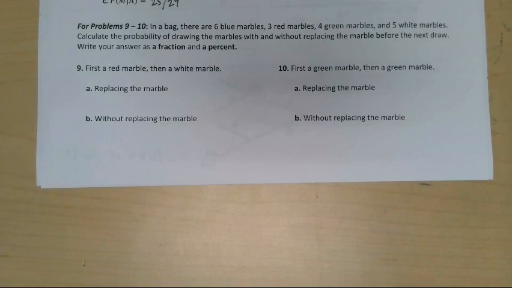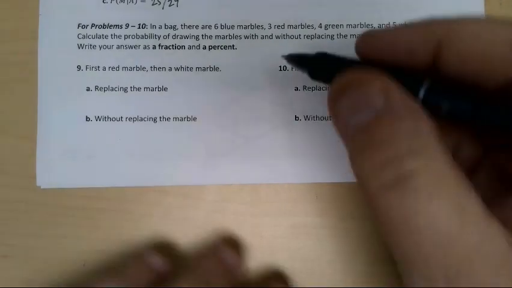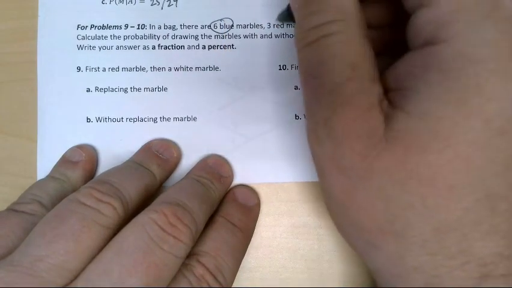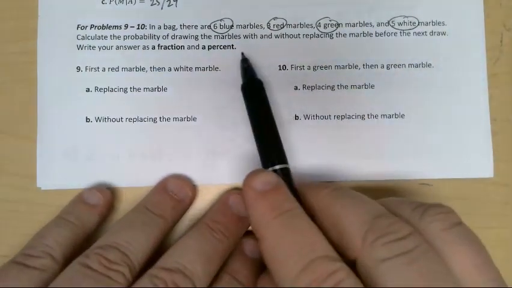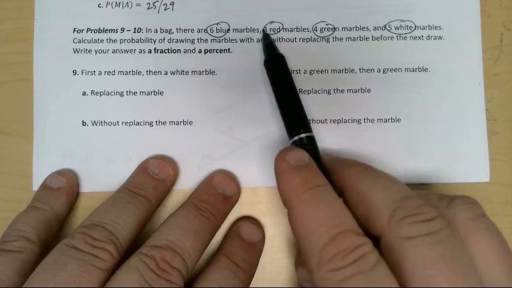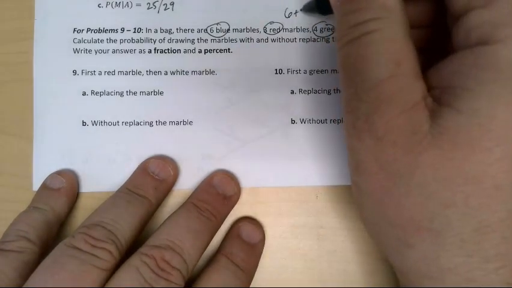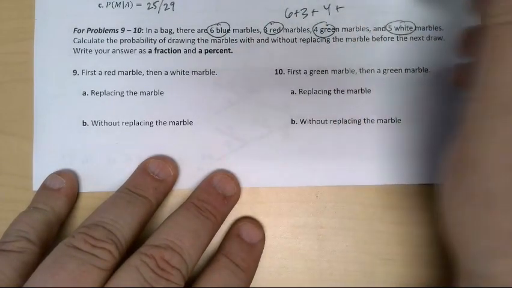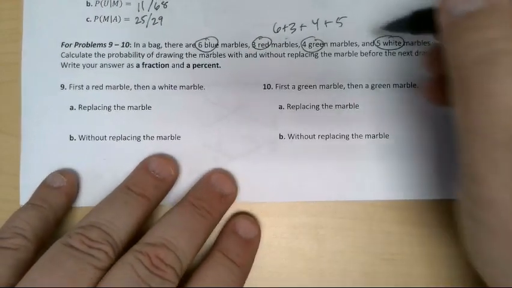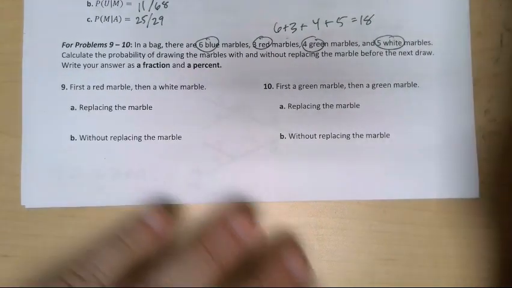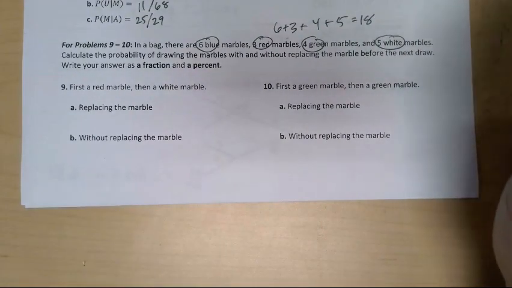In a bag, there are 6 blue marbles, 3 red, 4 green marbles, and 5 white. So I'm going to have to add these up. 6 plus 3 plus 4 plus 5. 6 plus 3 is 9. 9 plus 4 is 13, plus 5 is 18 total. Okay.